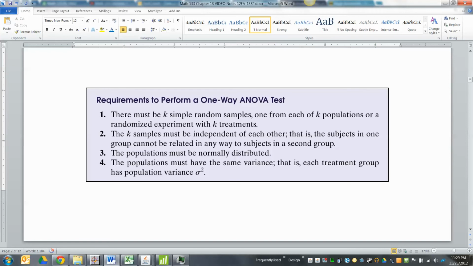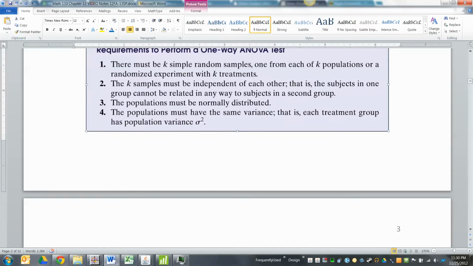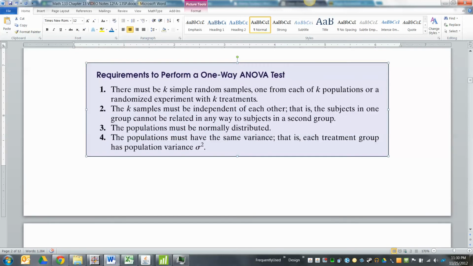Populations must be normally distributed. Yet again, we don't work with the non-normally distributed in this course. If I ever get around to it, I might make some chapter 15 videos. That's what that chapter is, but I have not done it yet. So you don't have to worry about it. We will only work with normal stuff. Non-normal stuff is tricky. And then the populations must have the same variance. That is, each treatment group has population variance sigma squared.